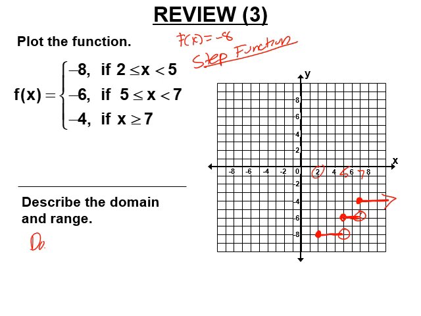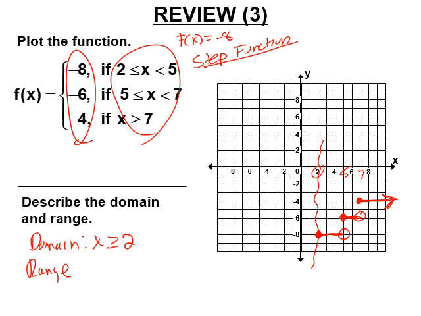Domain and range. So what are the possible values of x? All right, it's not all real numbers, so make sure you understand why. X can't be anything over here, but we have an arrow here taking care of all the numbers that way. So the domain here is x is greater than or equal to 2. The lowest number x can be is 2.